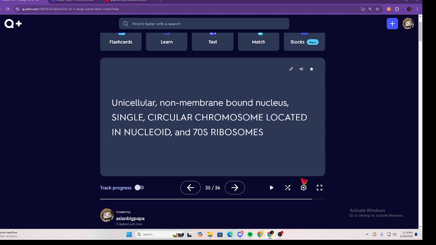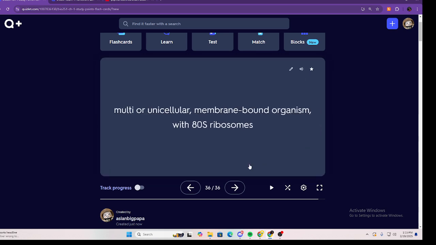Prokaryotes. You need to know the difference between prokaryote and eukaryote. Okay, so prokaryotes, unicellular. Need to know that. Non-membrane-bound nucleus with a single circular chromosome located in the nucleoid, and 70S ribosomes. You need to know that on the test. Eukaryote is the opposite. So it could either be multicellular or unicellular, but it is membrane-bound with 80S ribosomes. And then that's it. Good luck.